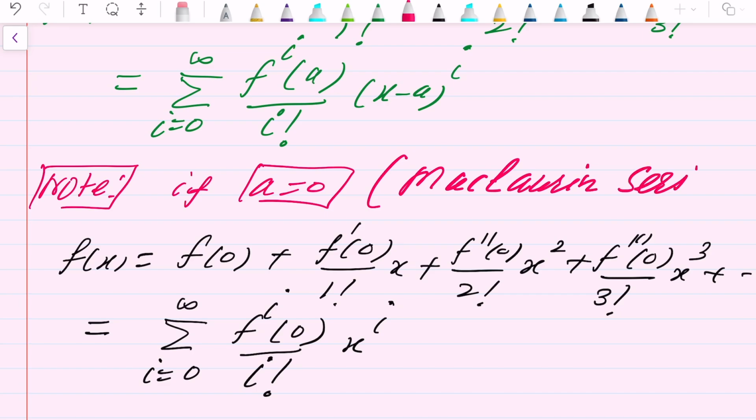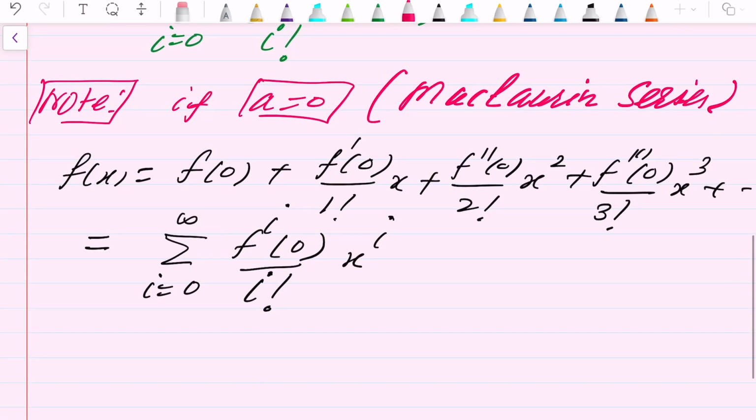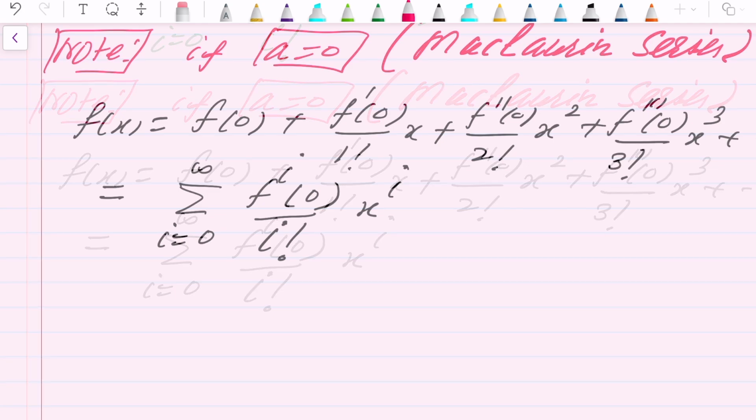And in IBDP Mathematics Approaches and Analysis HL, only Maclaurin series questions will be asked. Taylor series is not there. Only the Maclaurin series centered at a equal to 0 is there in their syllabus.